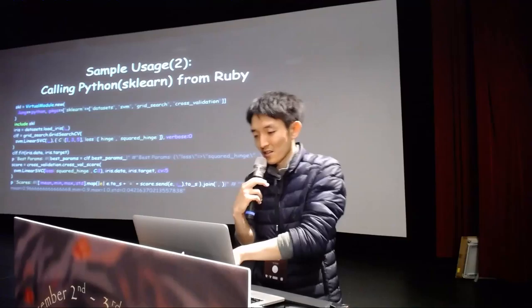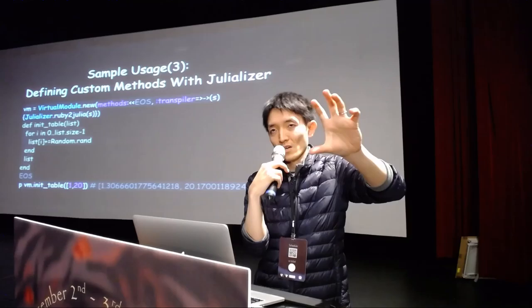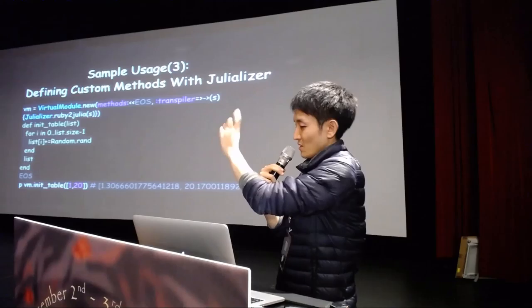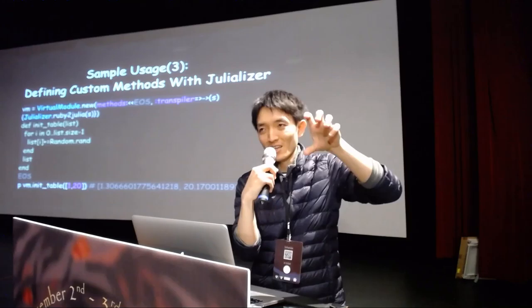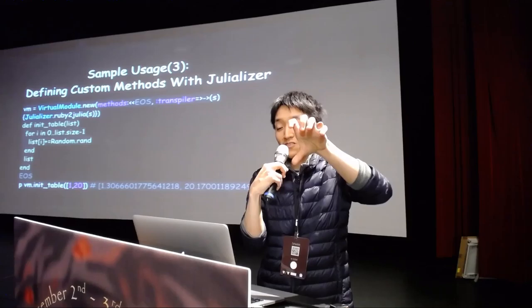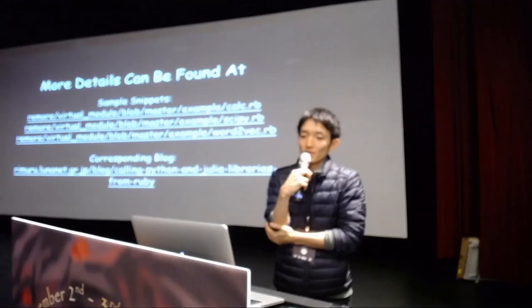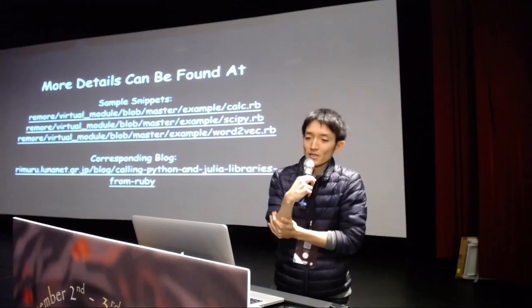And you can even define custom definitions using Julializer, because you can write Ruby code and we have the transpiler from Ruby to Julia, so you can do like this. Write some custom module in Ruby, which is converted in the background. So virtually you run the function written in Ruby, but it works in the other language. This is the design concept. More details can be found in this source code. This is the list of source code. I will upload this presentation file later, so you can see it if you're interested.